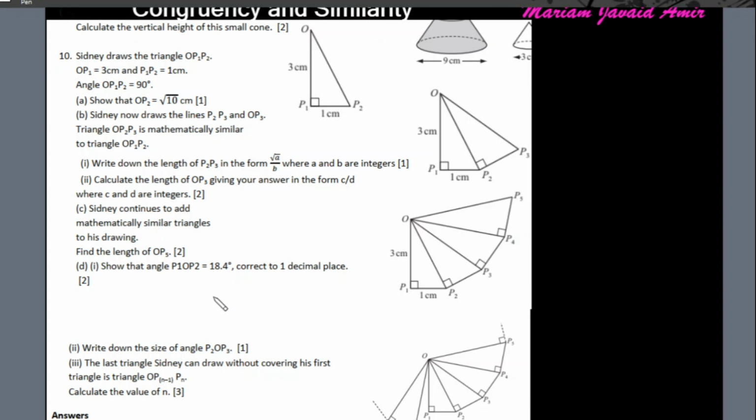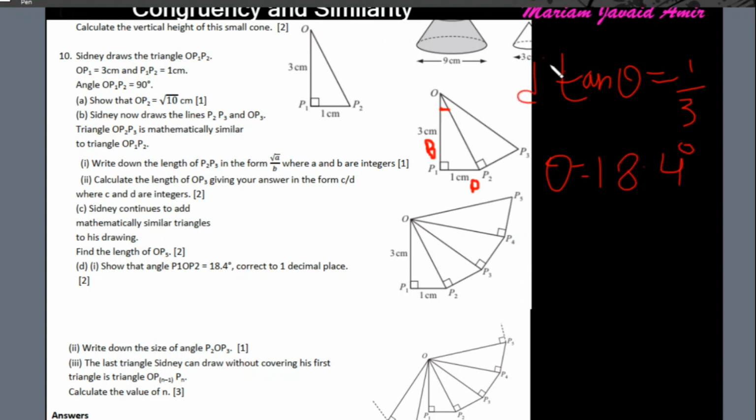Alright, part D is to show that P1OP2 is this. So we need to simply find this angle. If this is the intended angle, then the side opposite to it is the perpendicular, and the side between both the angles is the base. So we will be using tan theta. Tan theta equals 1 over 3, so theta equals tan inverse 1 over 3, which gives us 18.4, correct to 1 decimal place.